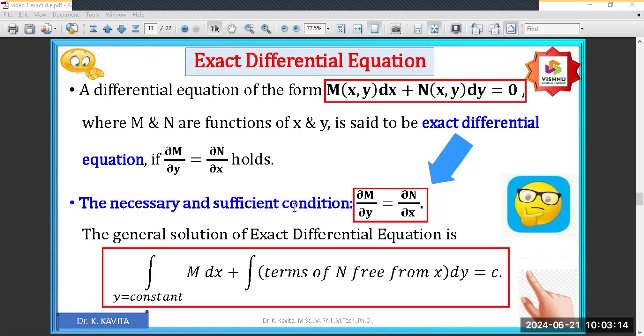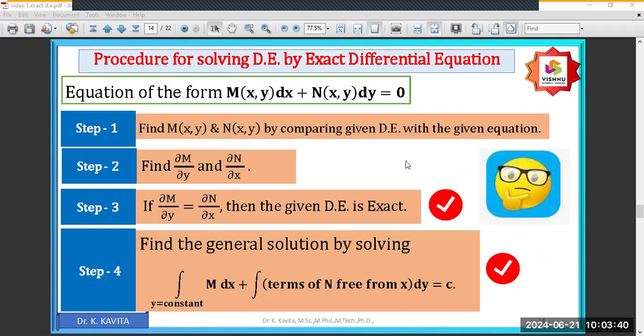For every model we need to get the solution. That solution is in the form of the general solution for exact differential equations. Here we take two terms on the left-hand side. In the first term, while integrating, we take y as a constant. In the second term, we take only the terms free from the x variable, and that equals c. This is the algorithm for an exact differential equation in the form M dx plus N dy equals 0.